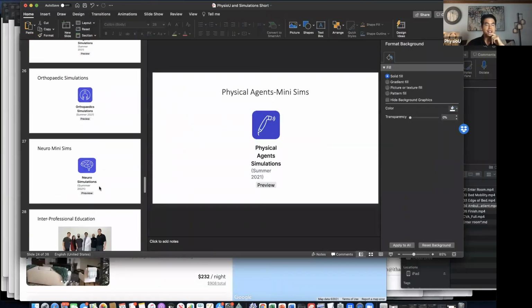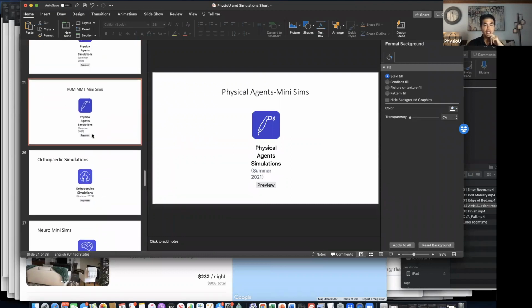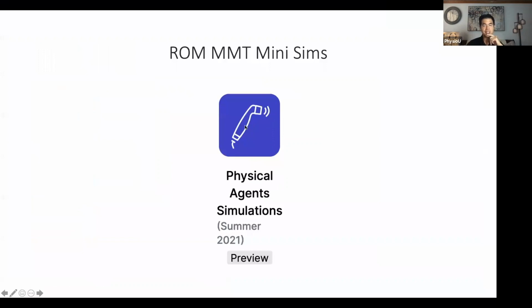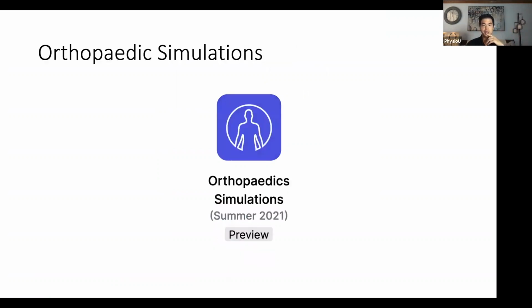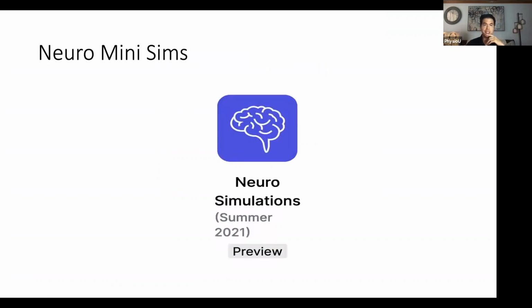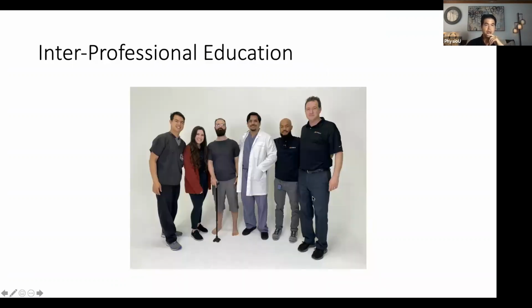Okay, so remember that when you log into your account, when you look for these little purple icons, there are sims there for you to try out. Probably within the next couple of weeks, all the sims that I've shown you are going to be live on the app, and you can play in more depth through all the other ones. So the orthopedic sims, the neuro sims, the acute care mini games. Here's just a glimpse of what we're doing with interprofessional education.